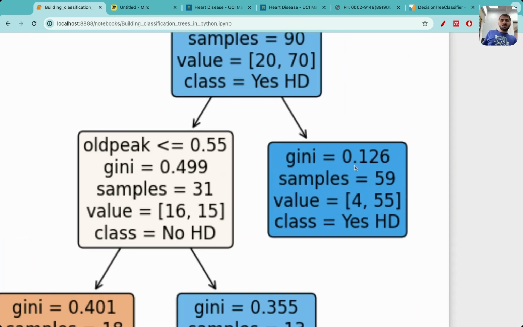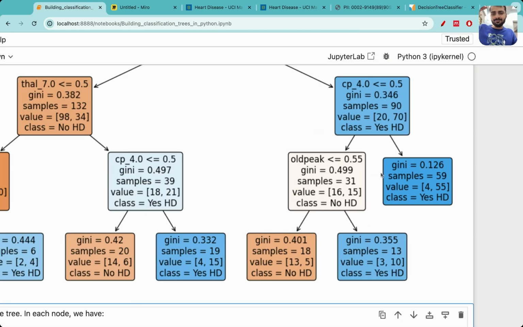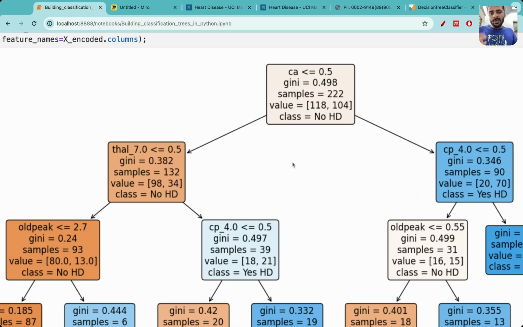So, this is the darkest in the blue because it has the lowest Gini score in the blue, and here you can see 55 people have heart disease and only 4 do not. That's why it's very highly skewed towards those who have heart disease. So there is a specific way to interpret this graph.